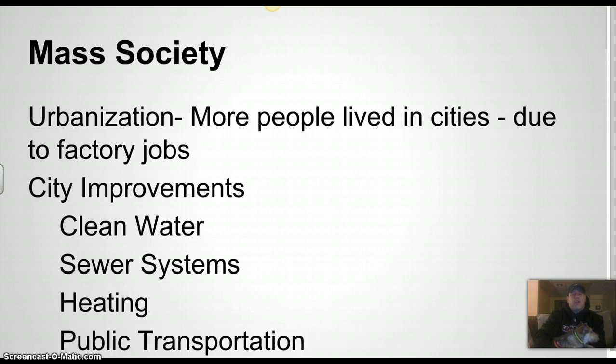Eventually, we also call this era the era of mass society. Essentially, people are living closer together, in a big mass population. Because of this, we see urbanization. That means more and more people are living in cities because of factory jobs. Fewer people live in rural areas, and more people are living in urban areas. By the end of the 1800s, 60% of England lives in urban areas, and Europe as well.